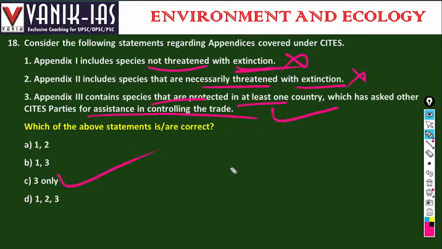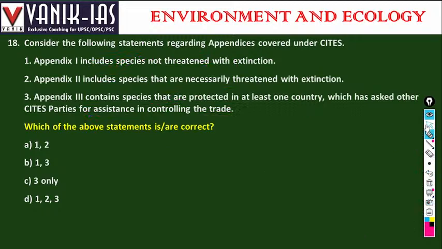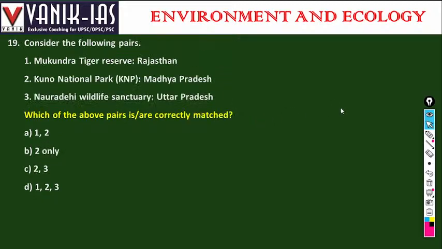Actually, Appendix 1 is species threatened with extinction. So it is just reverse. Appendix 2 is species not necessarily threatened with extinction. So 3 only option is the right answer regarding CITES. That is, one species must be protected under one country and that has asked other countries to protect it.